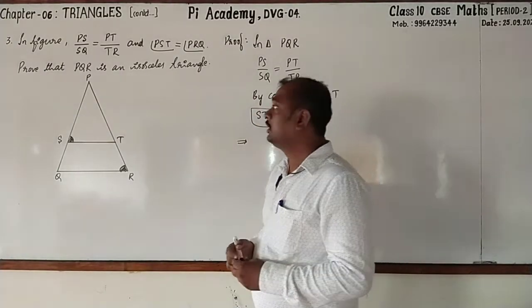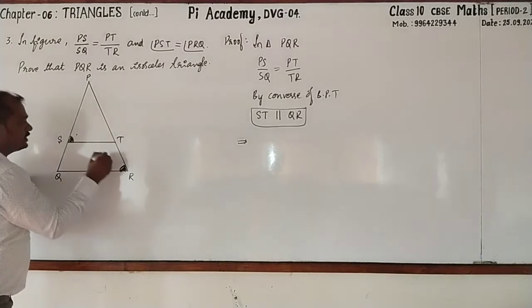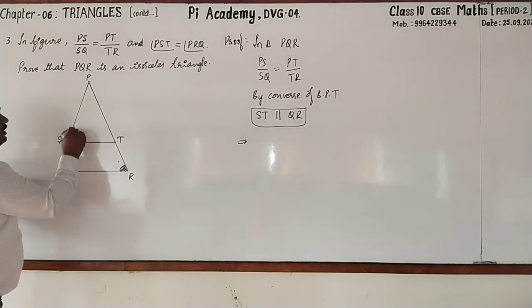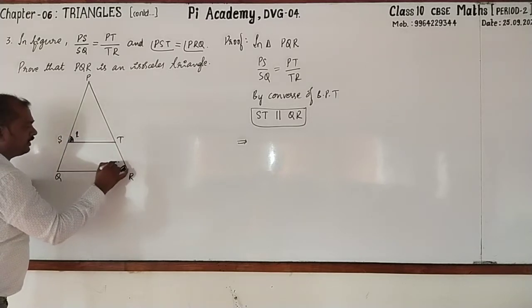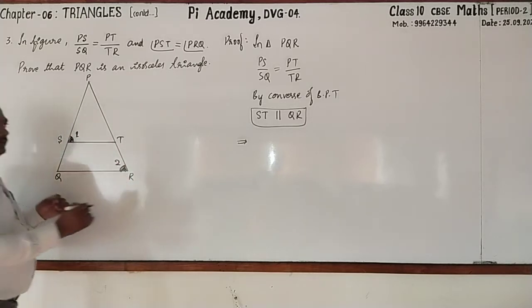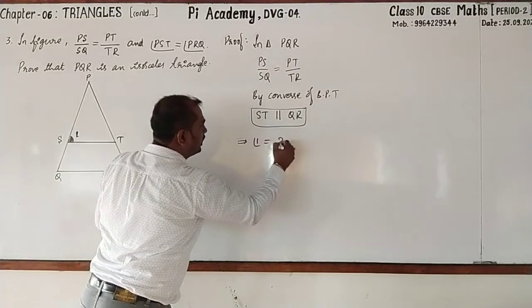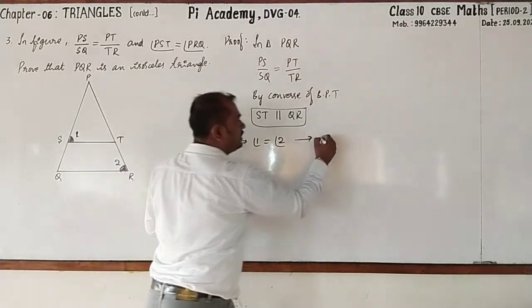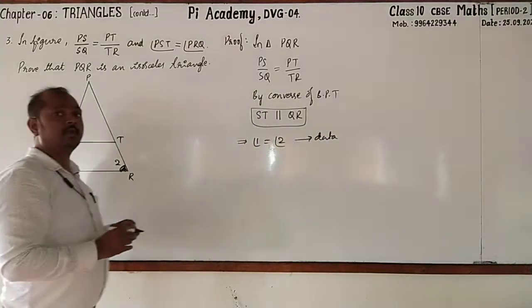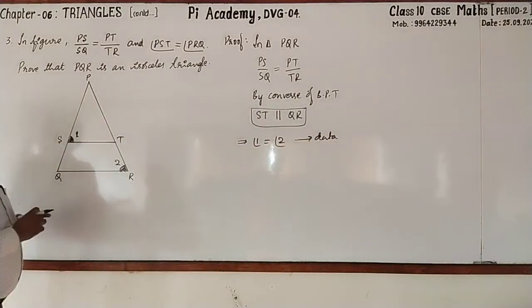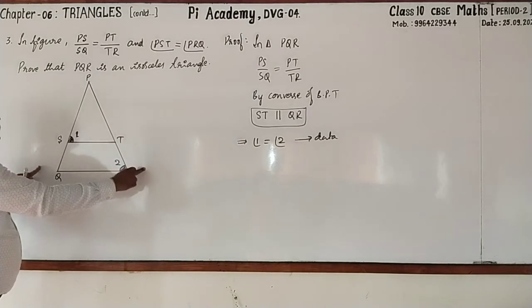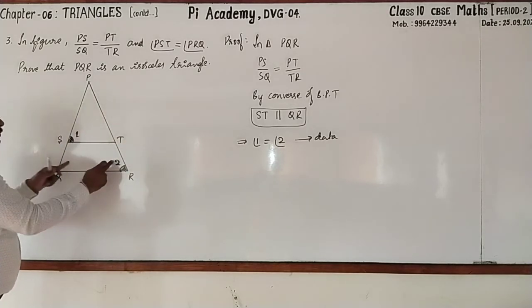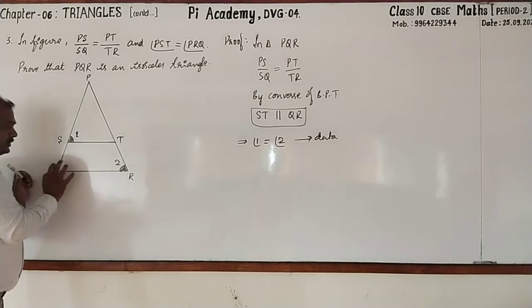Next, it has been given that these two angles are equal, which are angle PST and PRQ. I go for numbering the angles. They have given angle 1 and 2 are equal. Here I'll write angle 1 equal to angle 2. Reason, it is given. But we have to prove PQR is an isosceles triangle. That means two sides should be equal. If you want to prove two sides as equal, their opposite angles should also be equal. That means Q and R.